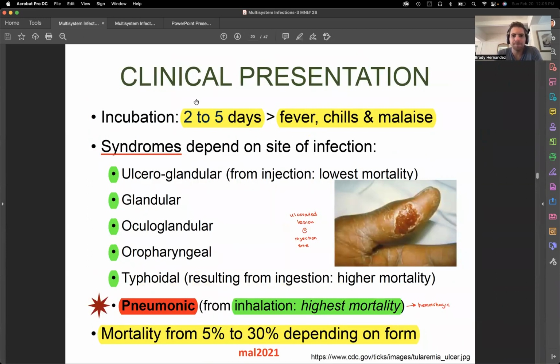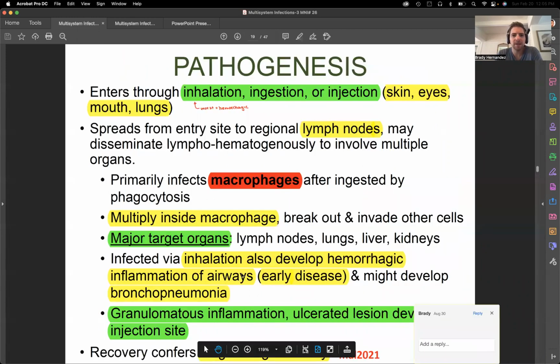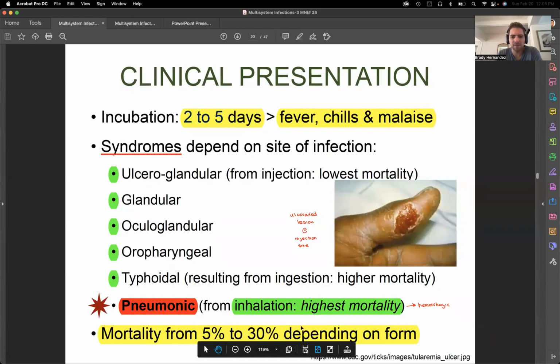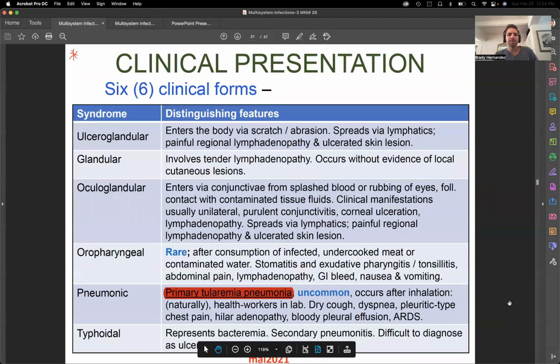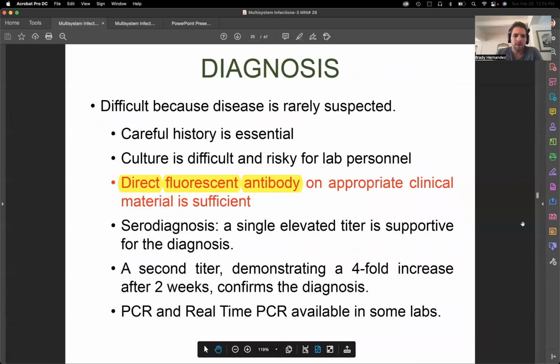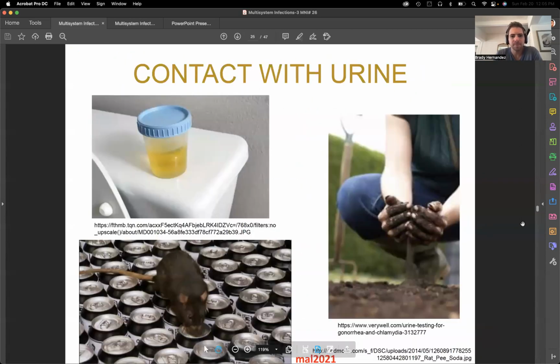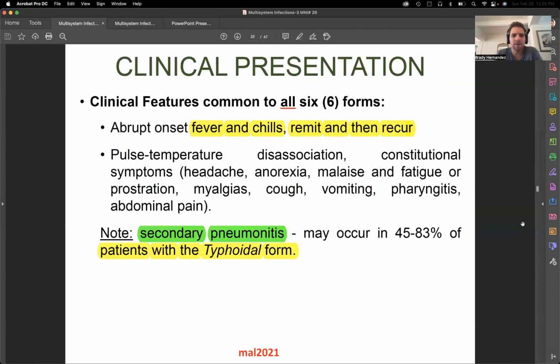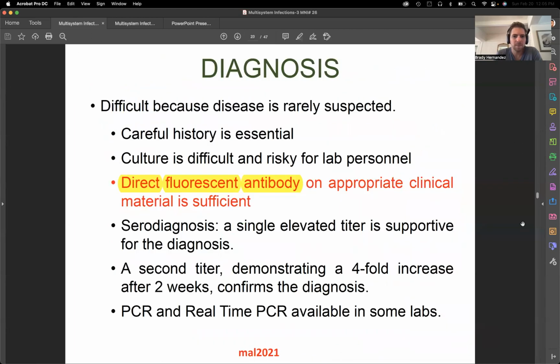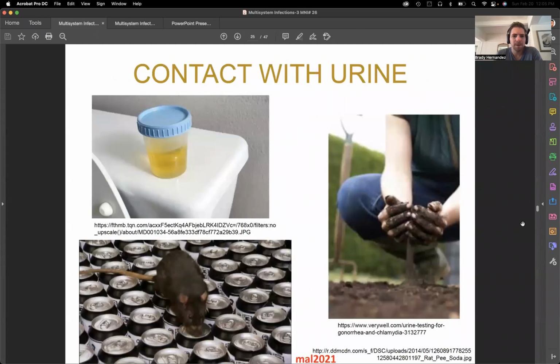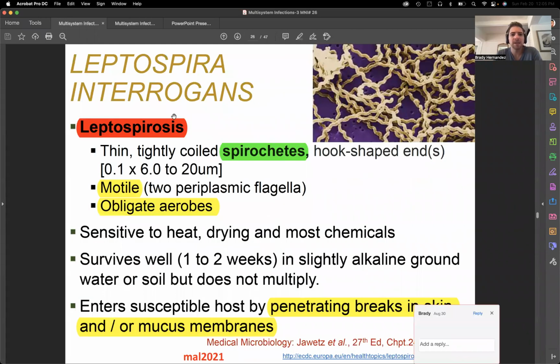But pneumonic, that's the worst way of getting it. If you get it by inhalation, highest mortality, hemorrhagic, okay? You can see here, pneumonic, primarily tularemia. That's the one you really don't want to get. Okay, and contact with urine, there's a couple of those.